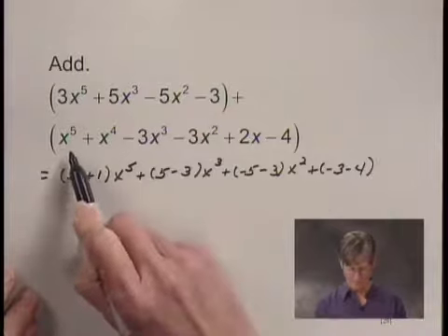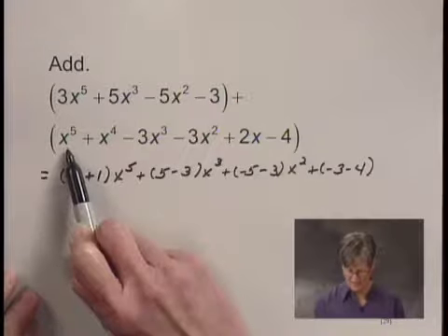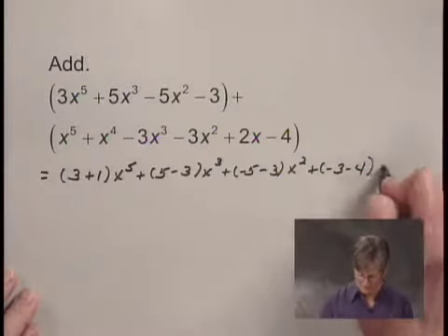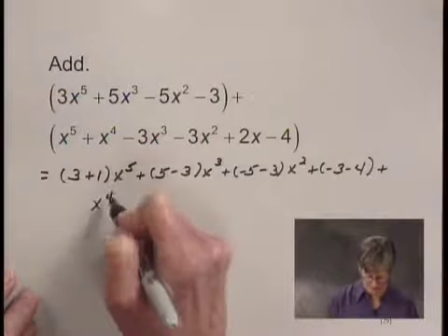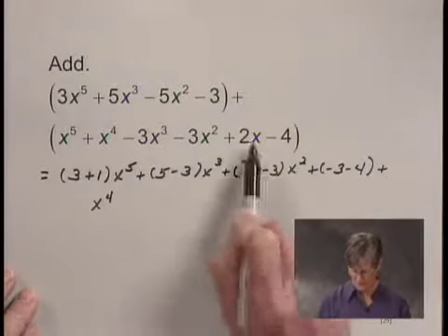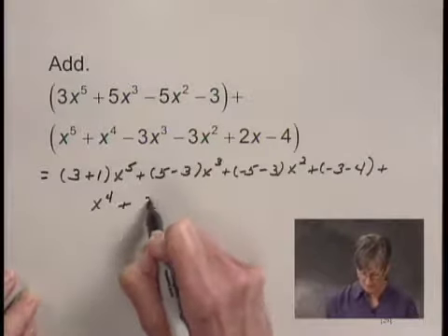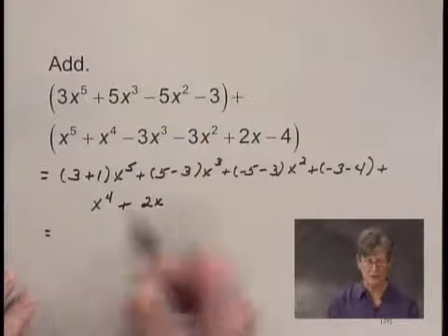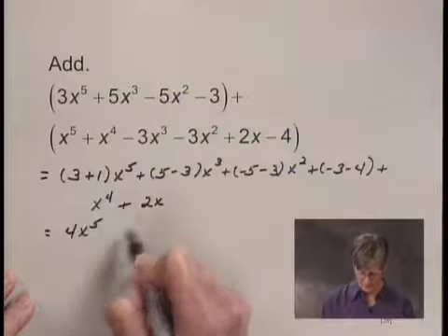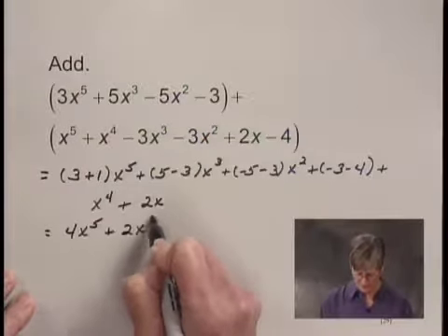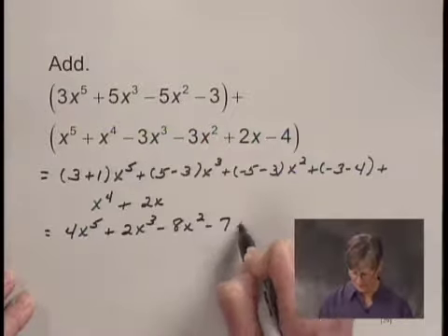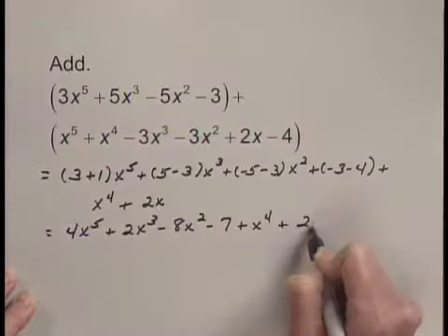Now let's look at this second polynomial. We've taken care of the x to the fifth terms. There's an x to the fourth term here that we haven't written down yet, and it is the only one, so we'll write plus x to the fourth. The x cubed terms we've taken care of, the x squared terms we have, but here's also an x term. So we'll also have plus 2x. And then when we carry out these additions of the coefficients, we're going to have 4x to the fifth power plus 2x cubed minus 8x squared minus 7 plus x to the fourth plus 2x.